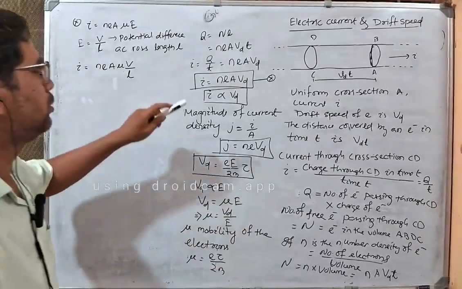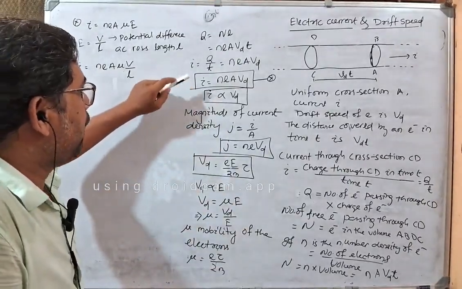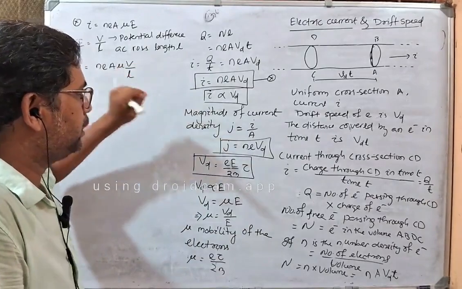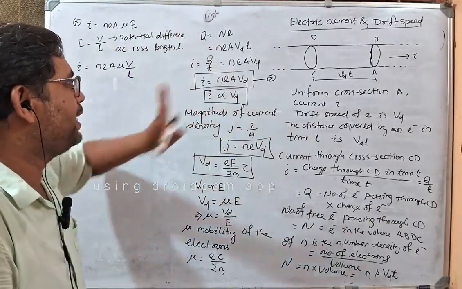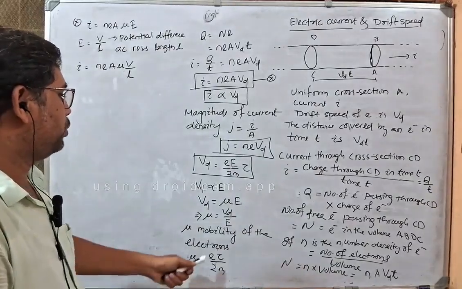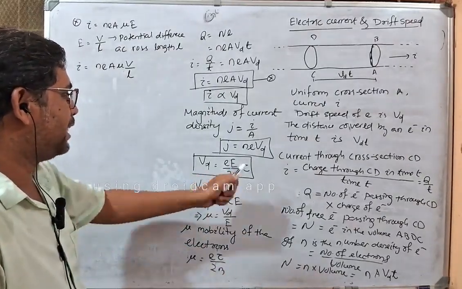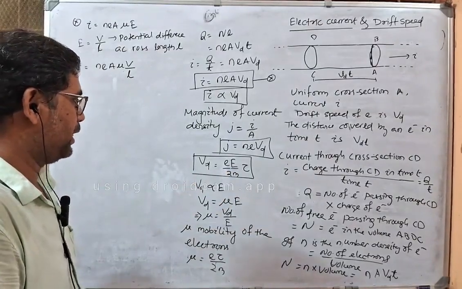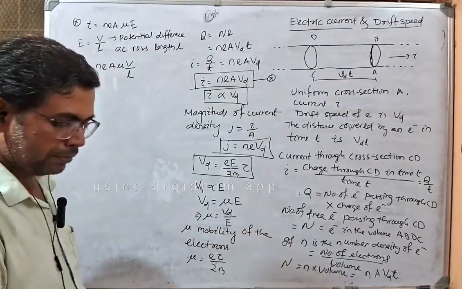I is equal to neAvd. Easy to remember. I is equal to neAvd, where vd is the drift speed. Okay. Mu is equal to eτ by 2m. vd is equal to eEτ by 2m. Okay.